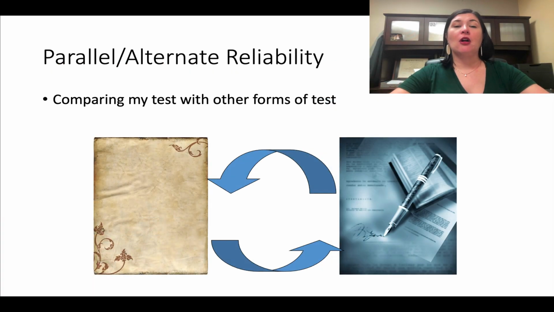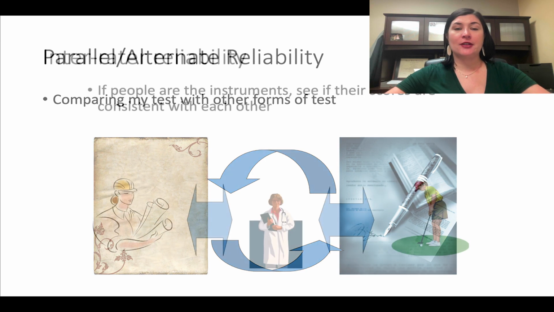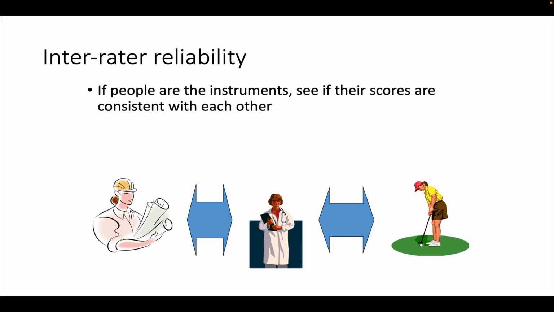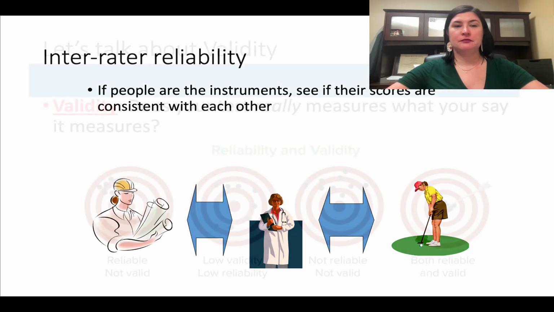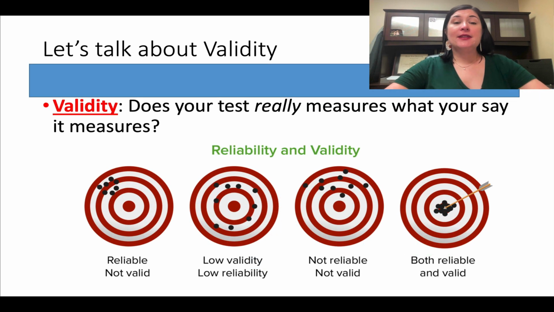There's also parallel or alternate reliability, comparing my test with other forms of the test, so maybe different editions or other tests that are measuring similar types of constructs. And then there's inter-rater reliability. This is if people are the instruments, see if their scores are consistent with each other. This is, for example, if you are scoring based off of observations. If I'm a researcher and then Paul's a researcher and we're both looking at an observation and making our scores based off of the observation, are our scores similar? Do they correlate?